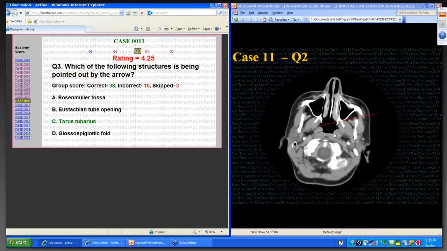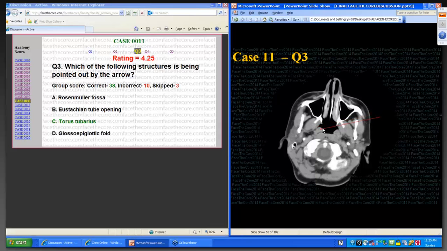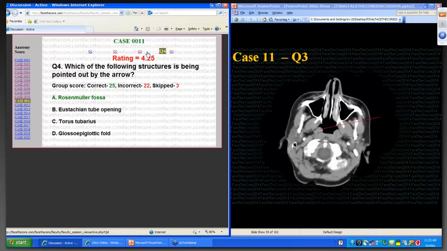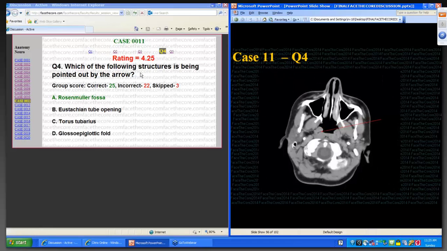Which of the following structures is being pointed out by the arrow? And the correct answer is torus tubarius, which is the cartilaginous end, a portion of this nasopharynx. It lies just posterior to the eustachian tube opening and just anterior to the fossa Rosenmuller, which gets into the next question, I think. And correct, which of the following structures is being pointed out by the arrow? So this is the Rosenmuller fossa, the more posterior of the recesses in the nasopharynx.